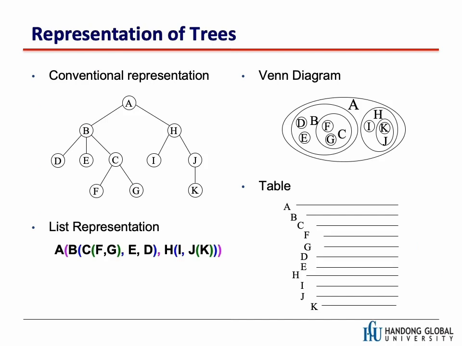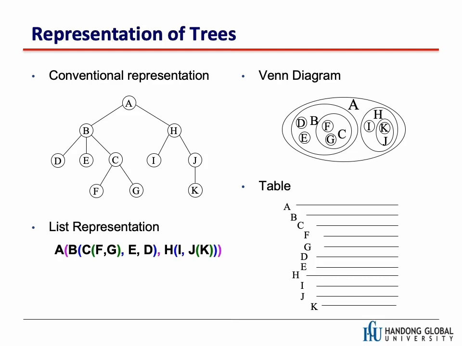There are a couple of different representations for trees. The first one is the conventional representation, in which we use a graph, literally. Then the Venn diagram can be an alternative choice, the list representation is another choice, and the table is another one. The conventional representation is easy to understand.